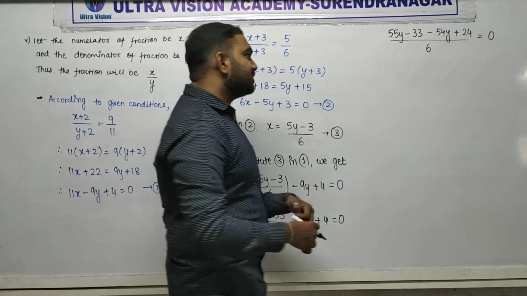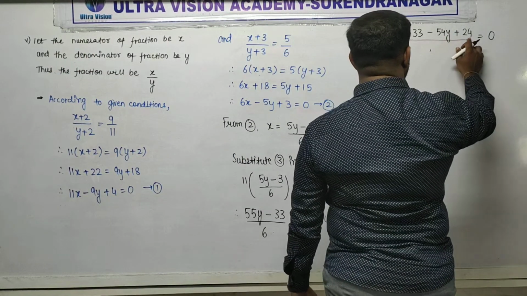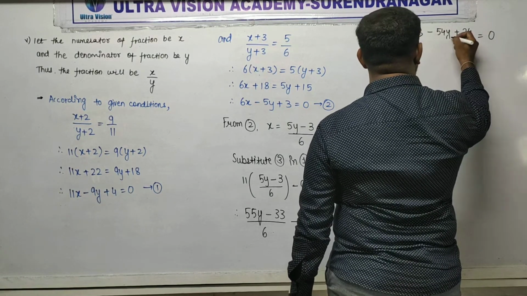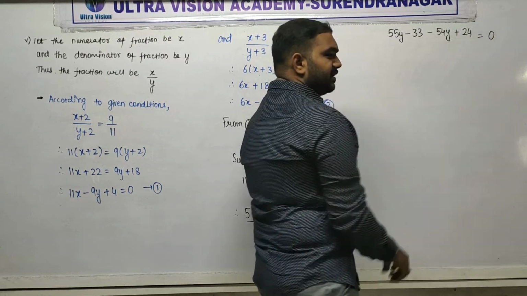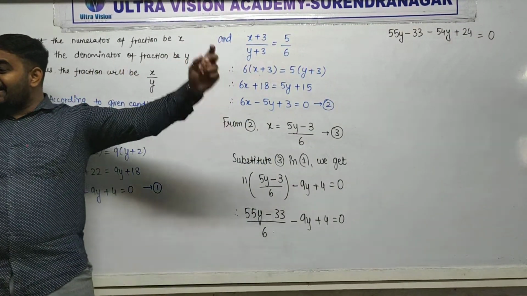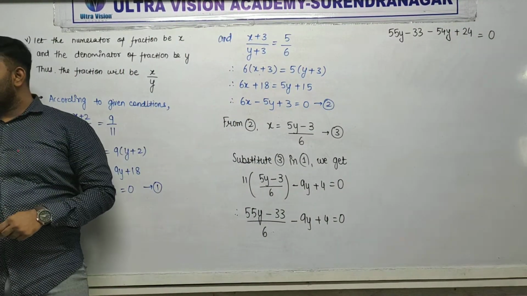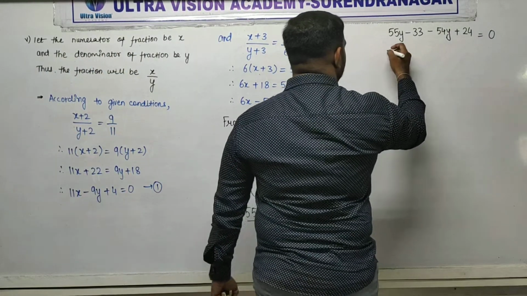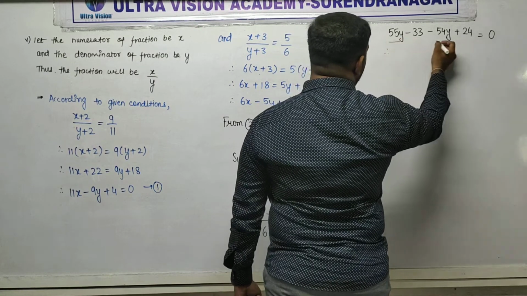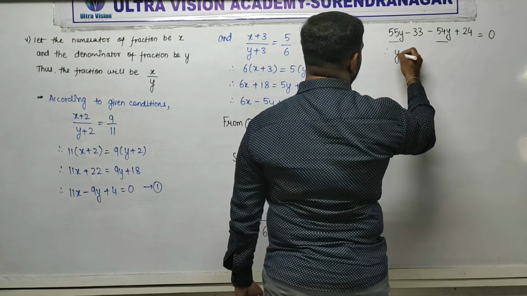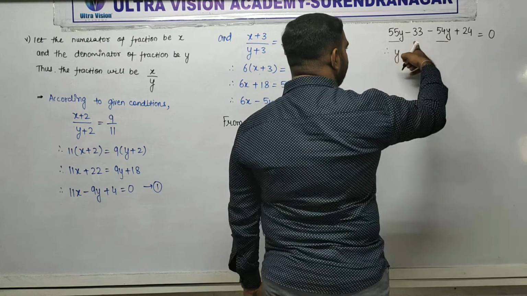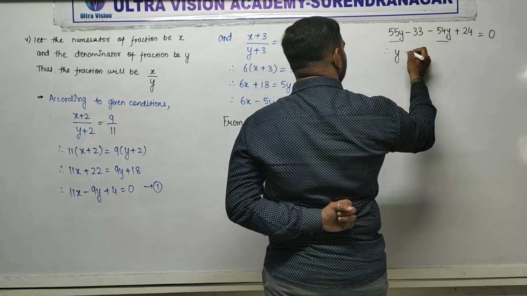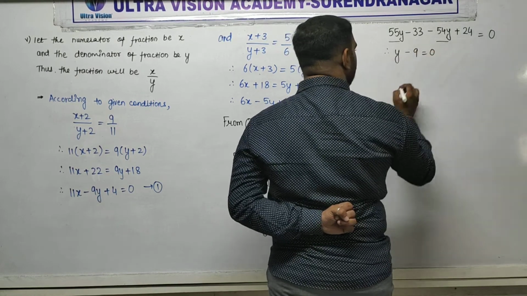Yes. Now this 6 will simply multiply with 0, and hence it becomes 0. The 6 multiplied with 0 on the right side becomes 0, not 60. Sure? Yes. What is 55y minus 54y? y, or simply 1y. Minus 33 plus 24 minus 9 equal to 0.